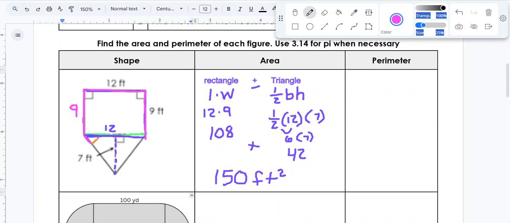Down here, I have to know this length, and I have to know this length. They didn't give those to me. So how could I figure that out? Well, there's a big hint here. I see there's a right angle right here. So this makes two separate right triangles.